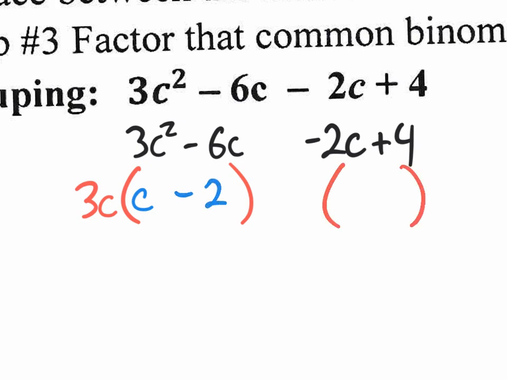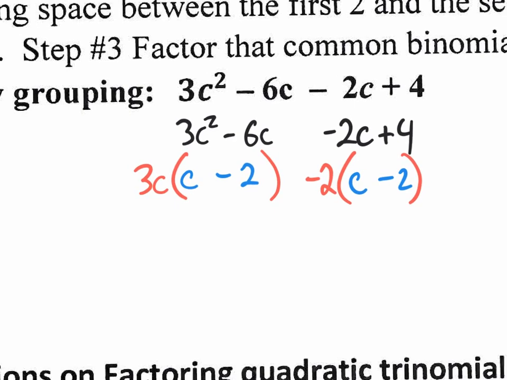And now let's look at our second group, and let's see what we could pull out of that second group. What's in common in the second group? A 2. So let's pull out a 2, but better, let's pull out a negative 2. The reason why I say negative 2 is because if I pull out a regular 2, there's still going to be that negative sign, and that'll be a negative c, but we want a positive c. Remember, we want the binomials to be common. So if you pull out a negative 2, it really will give you a positive c right here, because negative 2 times what gets you a negative 2c? That would be a positive c right there. And then negative 2 times what will get you a positive 4? A negative 2.